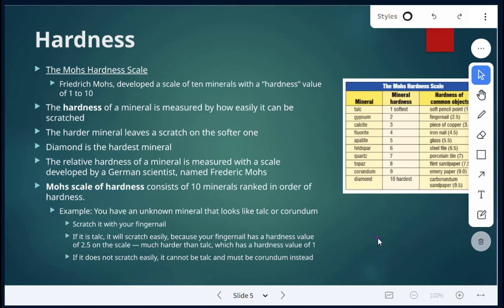If it's talc, which is up here, it's going to scratch easily, because your fingernail has a hardness value of 2.5. If we look at the scale here, the fingernail has a hardness of 2.5. Therefore, it's harder than talc, which has a hardness value of 1. If it does not scratch easily, it cannot be talc, and therefore you can conclude that it must be corundum instead.